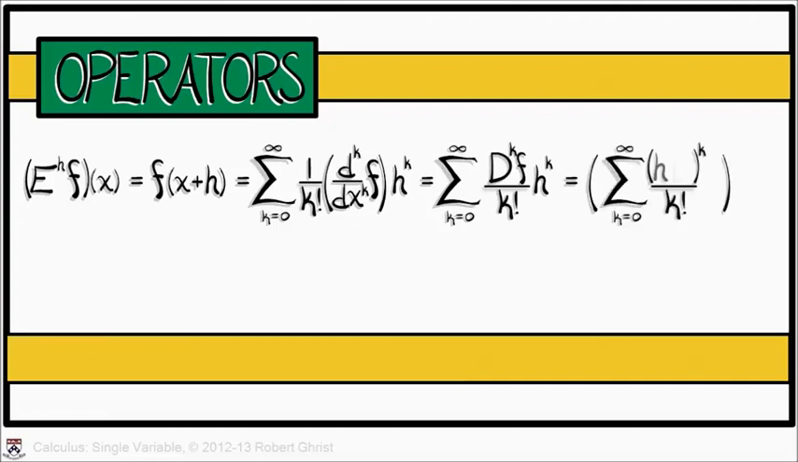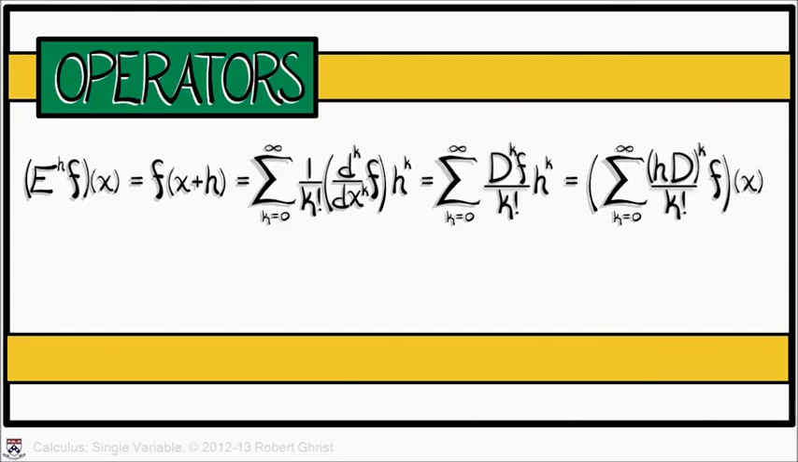So if I collect those two terms together and say, I've got the sum, k goes from 0 to infinity, of 1 over k factorial times quantity hd to the k, I apply that to f and evaluate it at x. That is what this shift is.